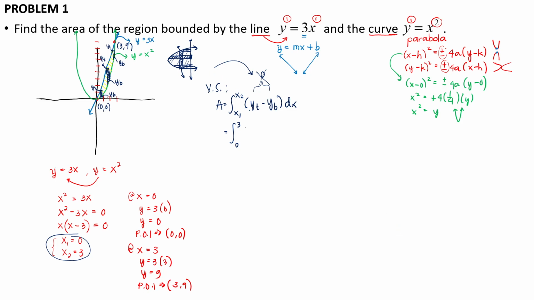So y top, this portion here, is equivalent to 3x. And then y bottom is equivalent to the green graph, that is y bottom is equal to x squared. So notice that we're not using y in the equation, but we are using variables of x as we plug in your y top and y bottom equations. Okay, so again, the integral from 0 to 3 of 3x minus x squared dx.